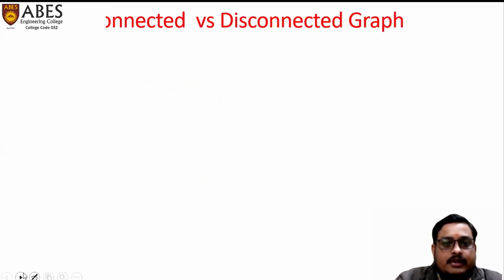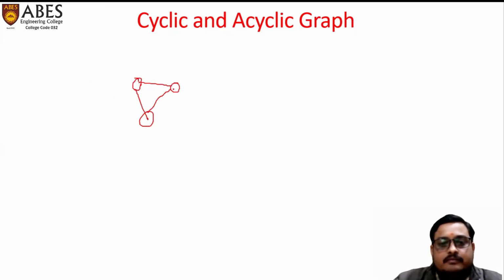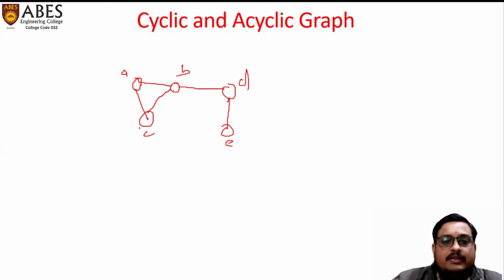Now we have already discussed connected versus disconnected. Now, what is a cyclic and acyclic graph? If a graph has any cycle, it is called a cyclic graph. So we can take one example of a graph like this. The vertices are A, B, C, and D. Here we have a cycle A, B, C, A. So this is a cycle, and we can say this is a cyclic graph.